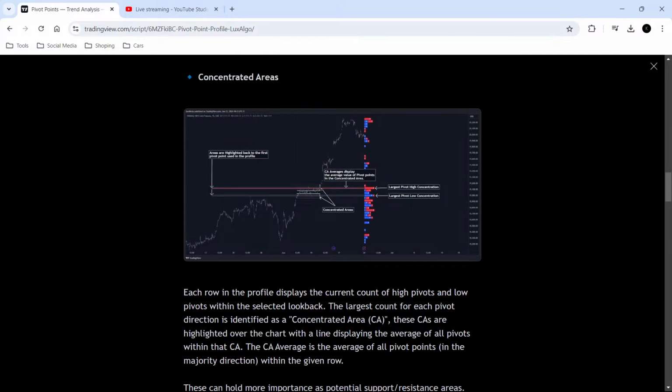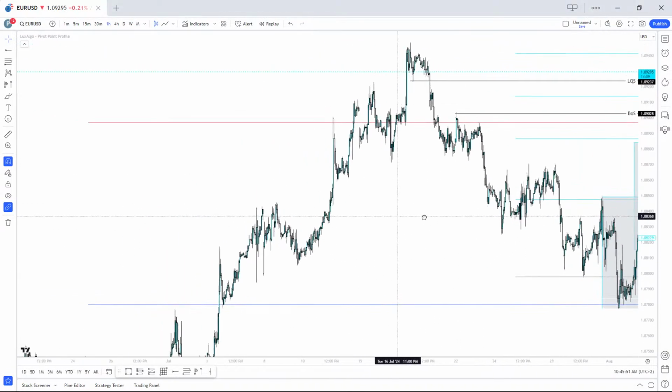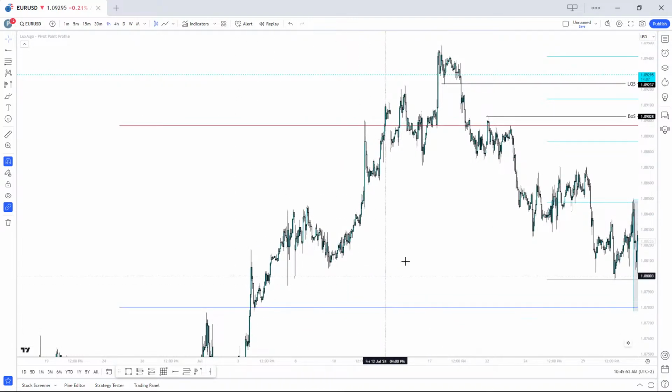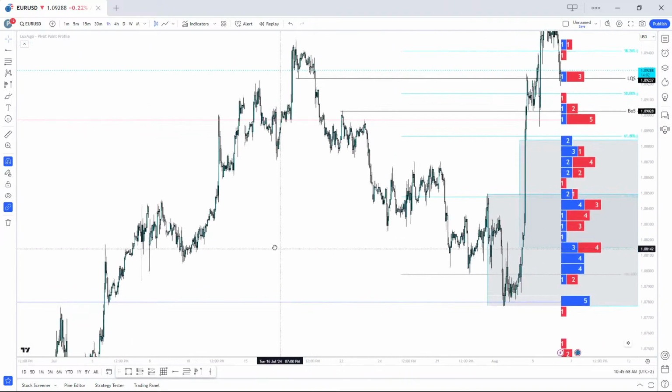Alright, so the concentrated areas actually give us even higher probability reversal zones, because right here, let me show it on my charts. Hopefully the screen isn't black again. Why is this happening right now? Alright, we got it. So we have this red line and this blue line, and inside is basically the CA, the concentrated area.